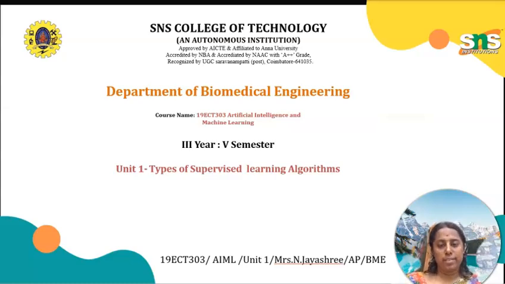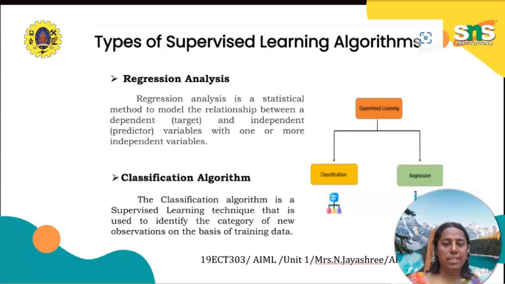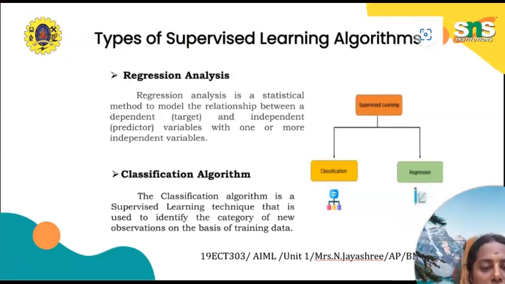I am going to take the types of supervised learning algorithms. These are the types of supervised learning algorithm which we already saw in the previous slide: regression analysis and classification analysis. This we need to see: regression analysis and classification algorithm.